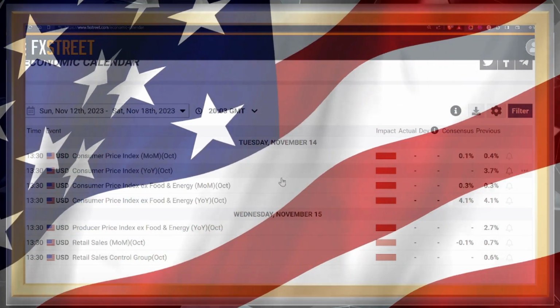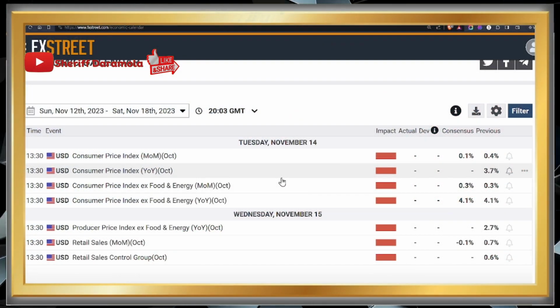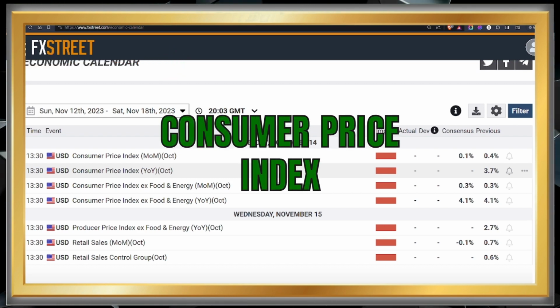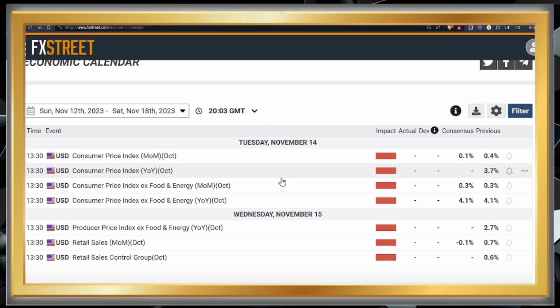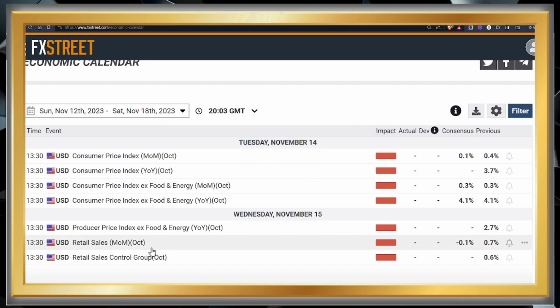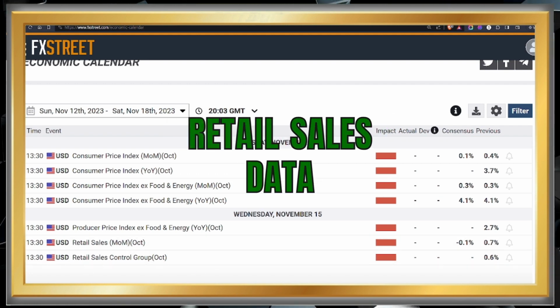Now, on the economic calendar for this week, we have a handful of high impact events. The first one is coming in on Tuesday, November 14th, and that is the Consumer Price Index. This is a very high impact event which gives us an insight into the inflationary status of the United States economic docket. Then on Wednesday, November 15, we have the Producer Price Index, another impactful event which measures the changes in input prices for producers. Now, on that same day, we also have the retail sales data, another event everyone will be looking forward to.